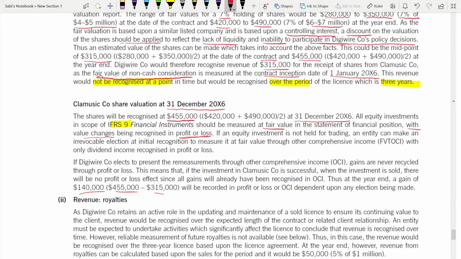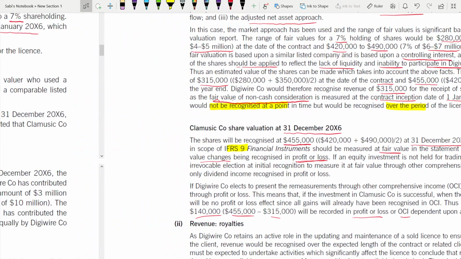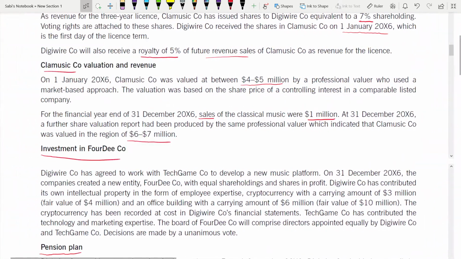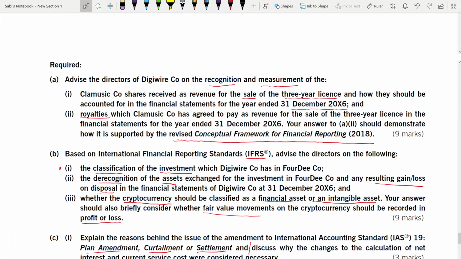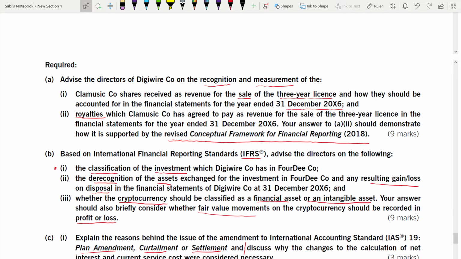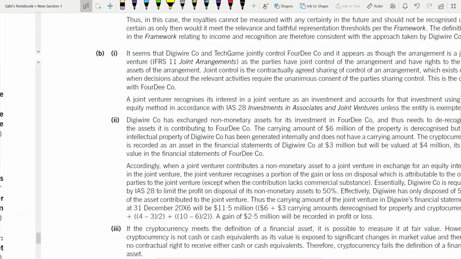At the year end, the gain will be recorded in P&L or OCI dependent upon any election being made. So whether it's in this one or this one, it depends upon any election being made. If election is made, then OCI, otherwise P&L. Follow your IFRS 9 for more on this. Now coming to the next, which is royalty. Here they are saying royalty. And also you have to demonstrate how it is supported by the revised Conceptual Framework for Financial Reporting in 2018. So let's read about it. Okay, we have already read it.